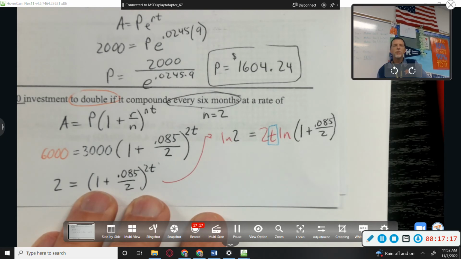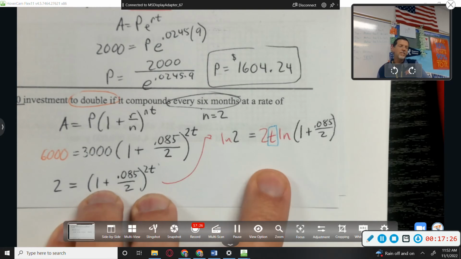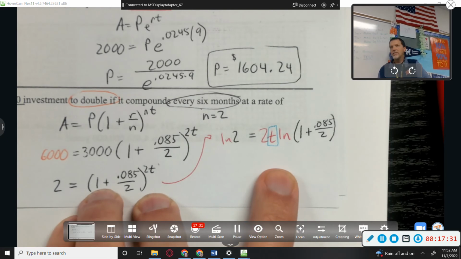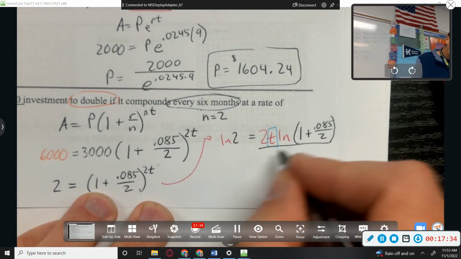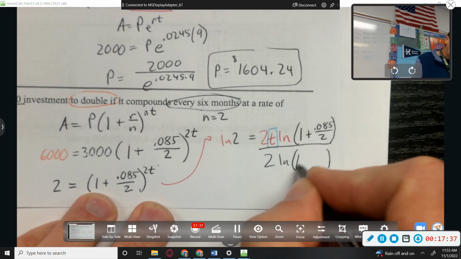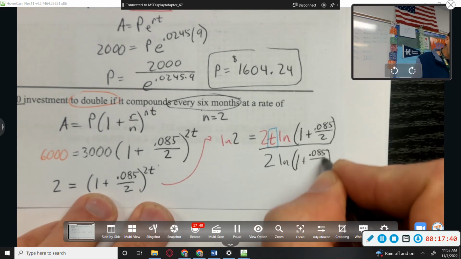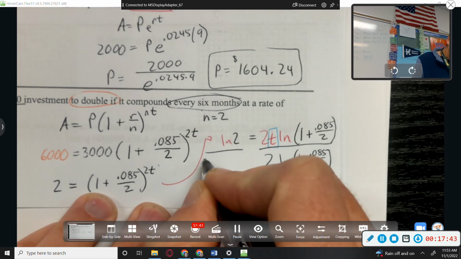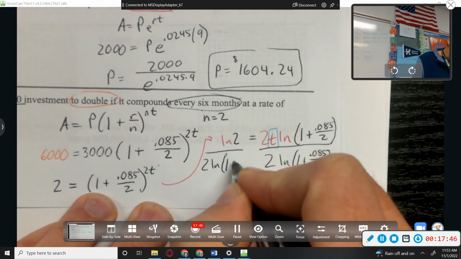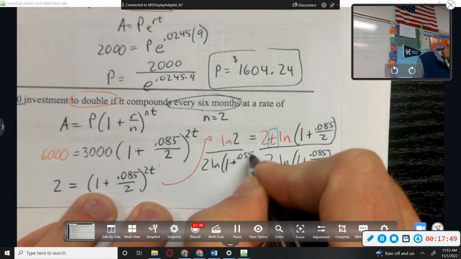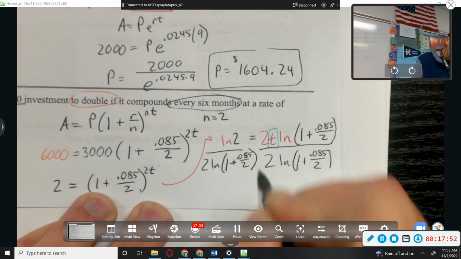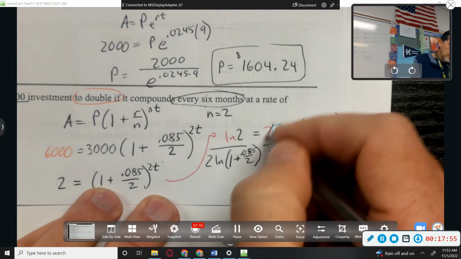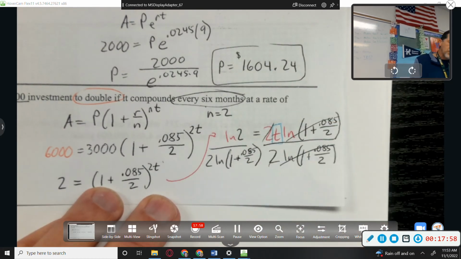Algebra experts, what should I do to get t by itself? Divide by. Now I want to leave the t, so don't divide by 2t. Divide by all the other stuff. You want the t to stay, so let's divide by the 2 and the natural log of all of that stuff, which Braden would have already found a decimal for. Which is fine. I'm not making fun. That's a different way to do it. That's a lot to keep up with, but I'm left with just t.